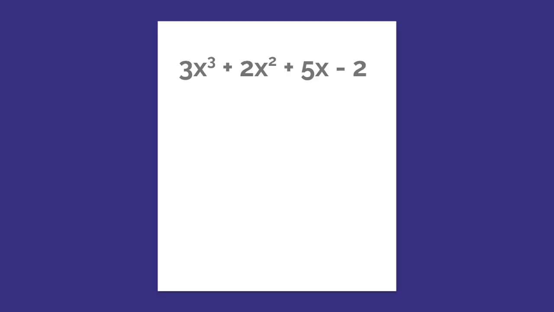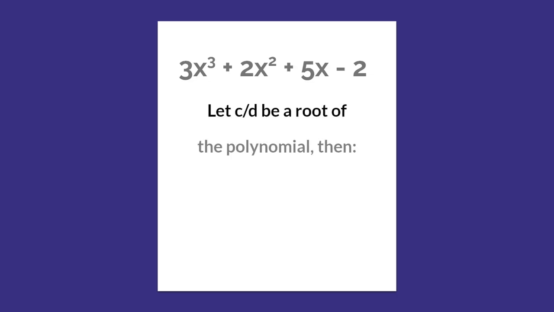So, let us take a look at this polynomial as an example. What kind of roots are possible for this polynomial? Let us suppose that this polynomial has a rational root. Since it is rational, we can write the root as a fraction of c over d, where c and d are some whole numbers. So when we plug in c over d for x, we get the definition of a root.